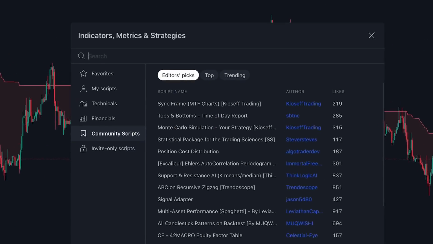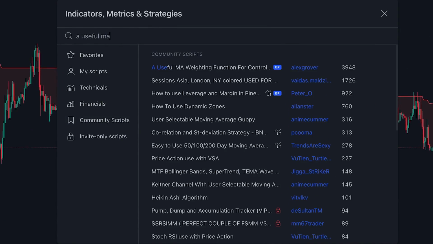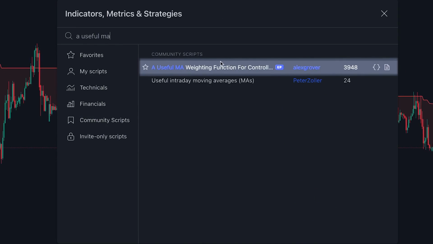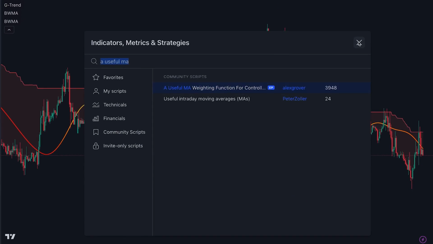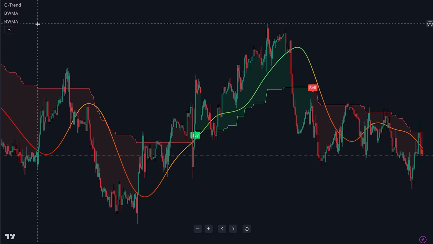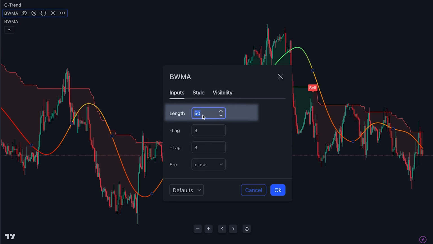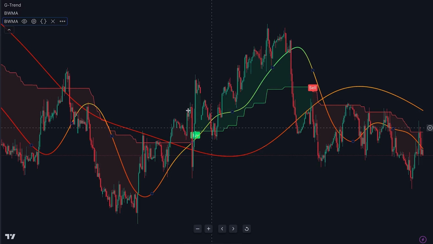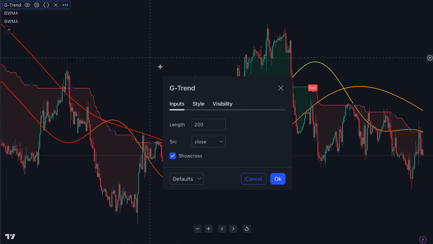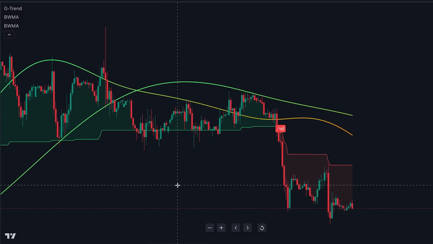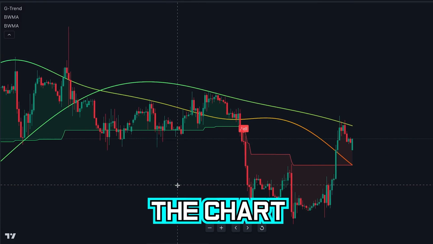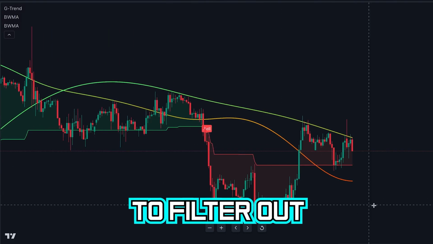Go to the Indicator tab and search a useful MA, this one by Alex Grover. Click twice to add 2 of them to the chart. Go into the settings of the first one and set the length to 200, and then go to the other and set the length to 100. Next, go into the G channel indicator and ensure that the length is still set to 200.